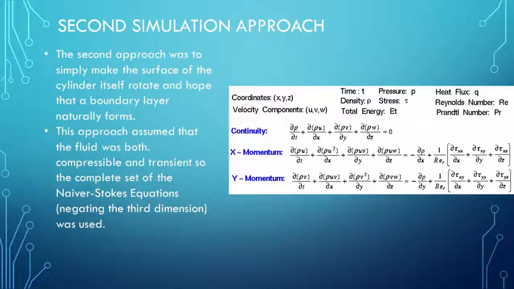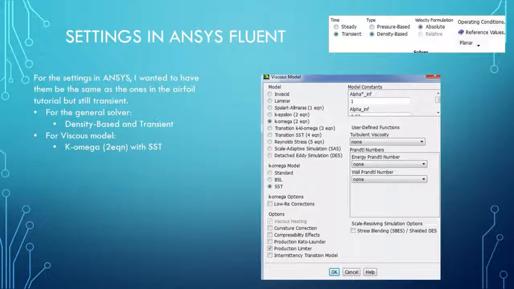This approach assumed that the fluid was both compressible and transient, so the complete set of Navier-Stokes equations, negating the third dimension, was used. For the settings in ANSYS, I wanted to have them be the same as the ones in the airfoil tutorial but still transient. The general solver was set to density-based and transient. The viscous model was set to k-omega, 2 with SST.